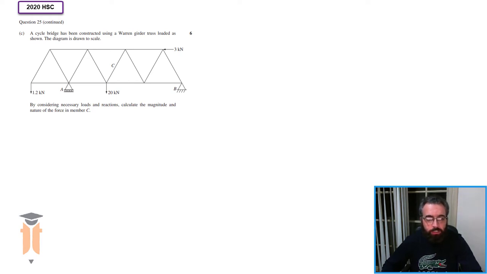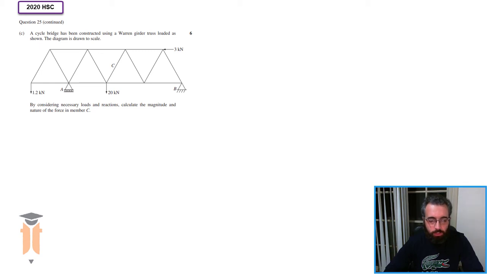Now, by considering necessary loads and reactions, calculate the magnitude and nature of the force in member C. So the second bit of information here is the phrase necessary loads and reactions, which they're kind of giving you a hint that you don't need to calculate both of the reaction forces. Okay, so they want us to find the force in member C. So to do this, we're going to employ the method of sections.